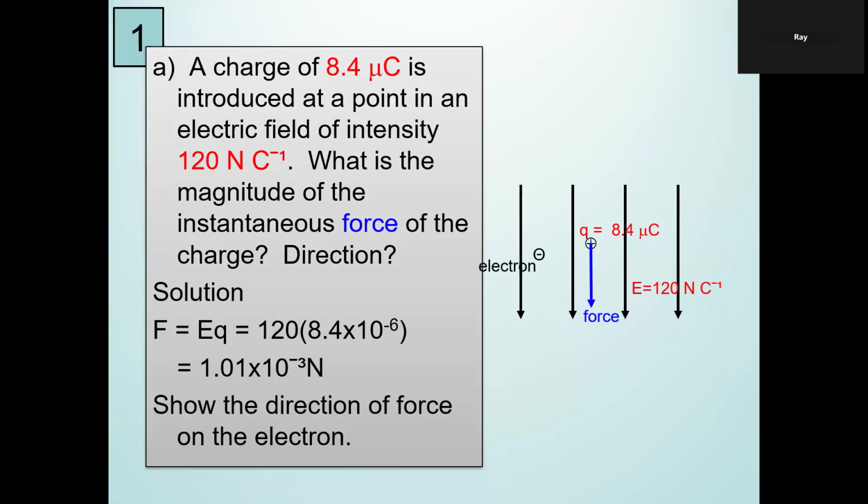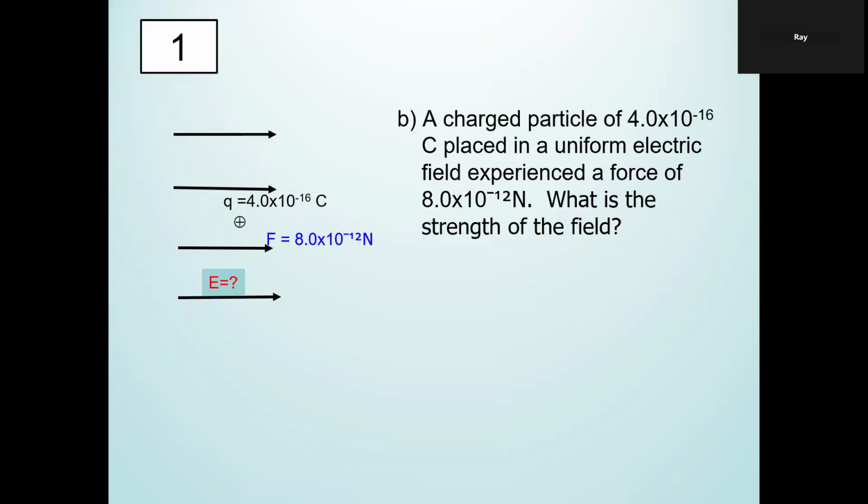Okay. How about for the electron? Where's the direction of the force on the electron? Upwards. Okay, good. That's why it is upwards.